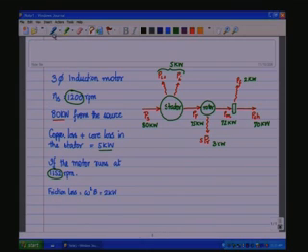Now let's say the efficiency. Efficiency is given by the power that is available at the shaft that can be delivered to the load, P shaft, by the power that is input at the stator, PS, which is 70 by 80, which is 7 by 8. This is the efficiency of this particular motor.